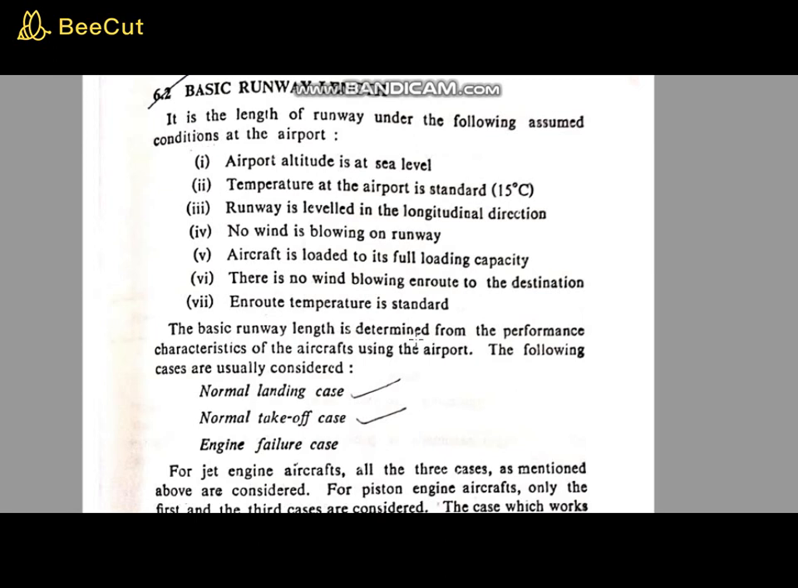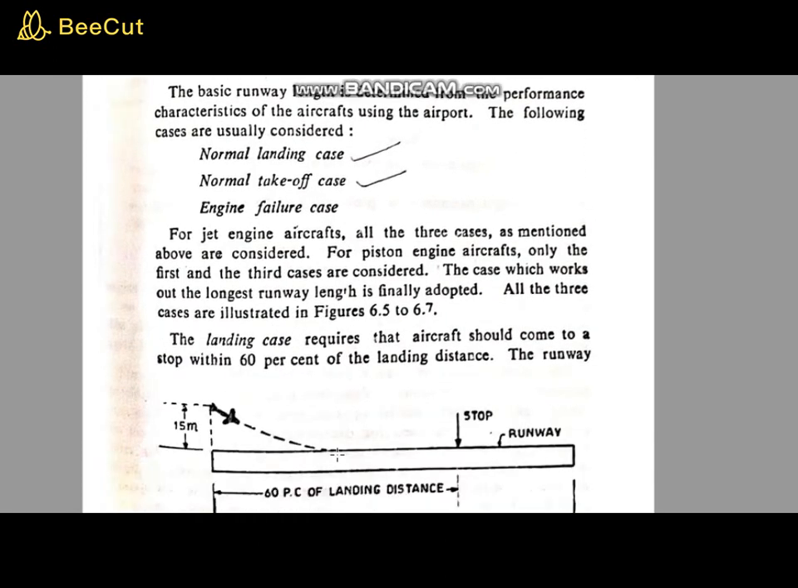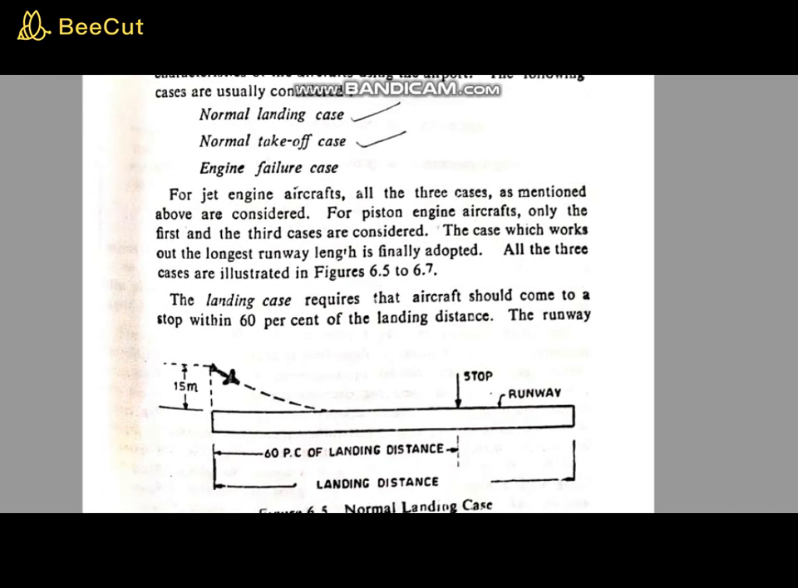The basic runway length is determined from the performance characteristics of aircraft using the airport. The following cases are usually considered. The first condition is normal landing case. The next are normal takeoff case and engine failure case. Now look over here. For jet engine aircraft, all the three cases as mentioned above are considered. For piston engine aircraft only the first and third cases are considered. The case which works out the longest runway length is finally adopted. All three cases are illustrated.